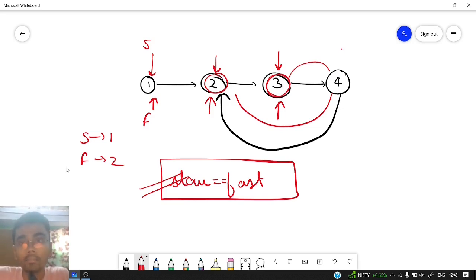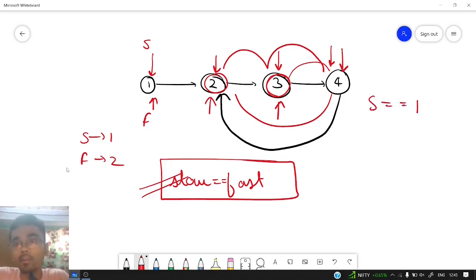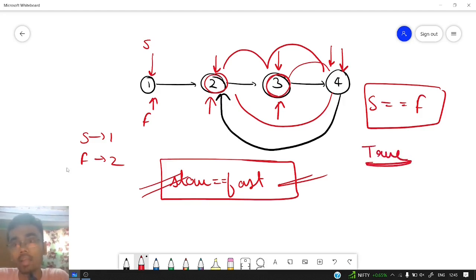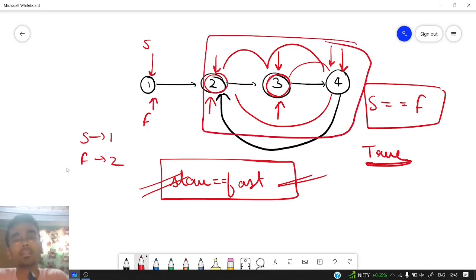Now in the next step, the slow pointer will be moving to 4 and the fast pointer will move two steps, so it will move to 4. Now at this position, the fast pointer and slow pointer are present at the same node. So we can say with the help of this criterion, yes, there is a cycle in the linked list and we will return true. And if you see, there is indeed a cycle present in the linked list. So this is how this approach will work.